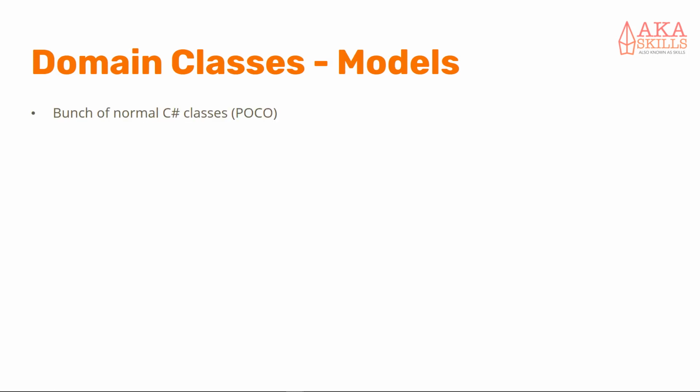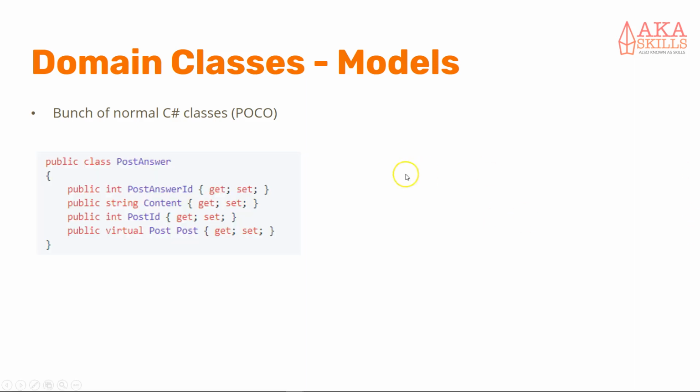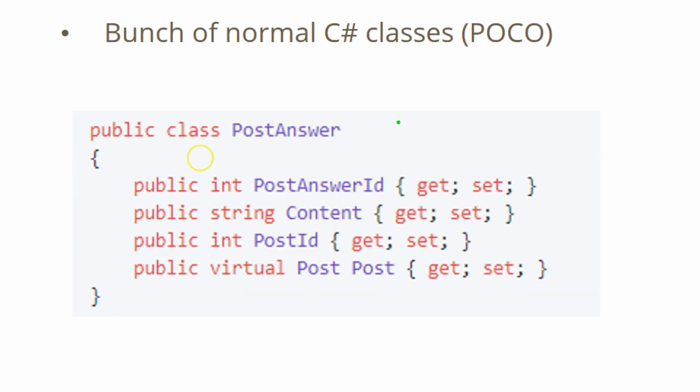So, domain classes, models. Basically, what is a model? Well, it's a bunch of normal C# classes, POCOs. So let's see an example. What we got? We got PostAnswer. How to define it? This is basically a model. This class equals a model, which equals a table in SQL Server. So we got the public class PostAnswer, and we got several properties. We got public int PostAnswerId, public string Content, public int PostId, and public virtual Post.